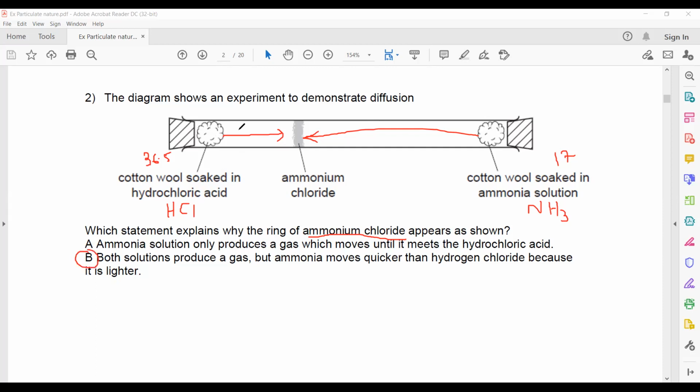What happened? First, they are both solutions, but these both solutions produce a gas, and why do they combine at this point? Because ammonia gas will move faster, whereas HCl will move slower. That's why option B is the right answer. It's not like the solutions are moving. The two solutions produce a gas, and the gas diffuses, and they combine at point B, or position B.